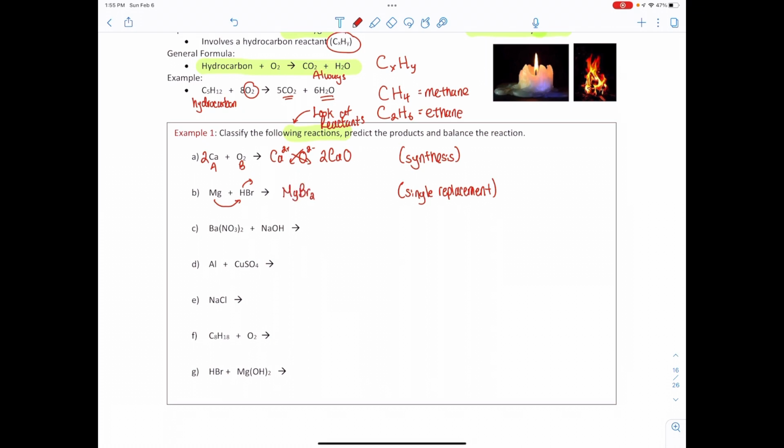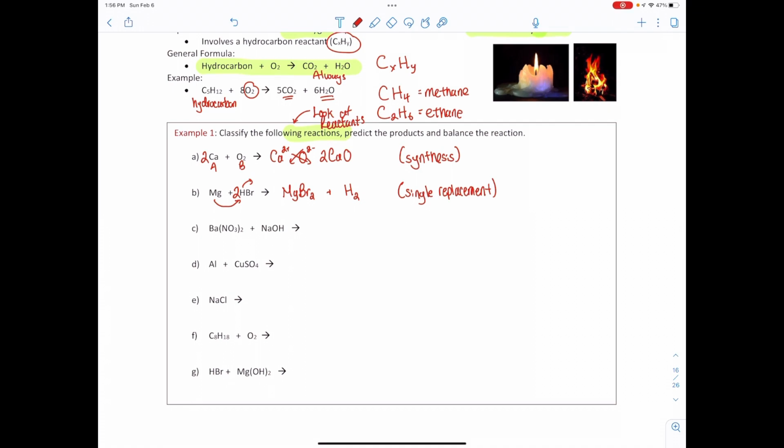Remember, magnesium has a charge of 2, bromine has a charge of 1. When we cross it, we get MgBr2 plus hydrogen gas, H2. Now, hydrogen is a diatomic element, so that's H2. And then to balance it, I'm going to put a 2 in front here, and now the reaction is balanced.